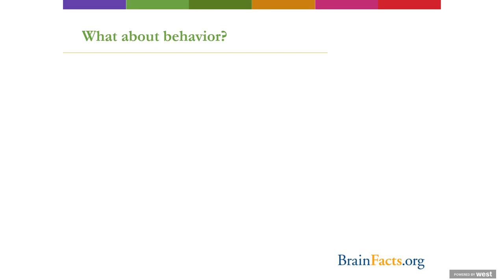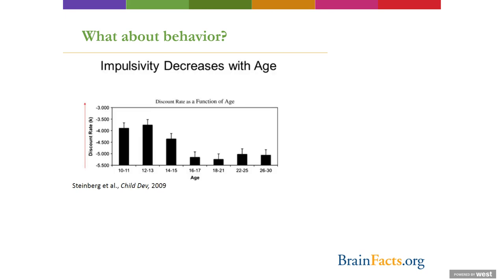So I talked a little bit about what's happening in the brain, but let's talk about what's happening with regard to behavior under the influence of drinking. Now, this is a study that was published a few years back showing what happens to impulsive behavior as we age. And what you can see here is that our 10, 11, 12, 13-year-olds tend to be, on average, a bit more impulsive than some of the later ages, and it tends to kind of linearly decline across adolescence.